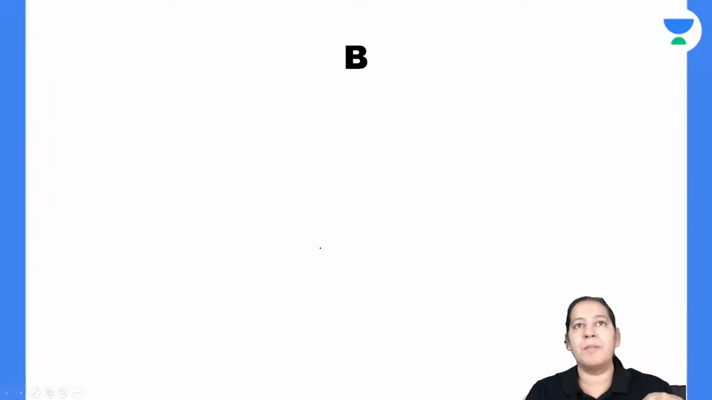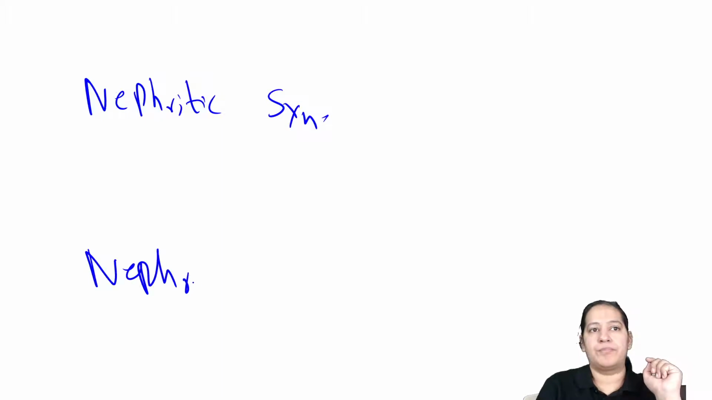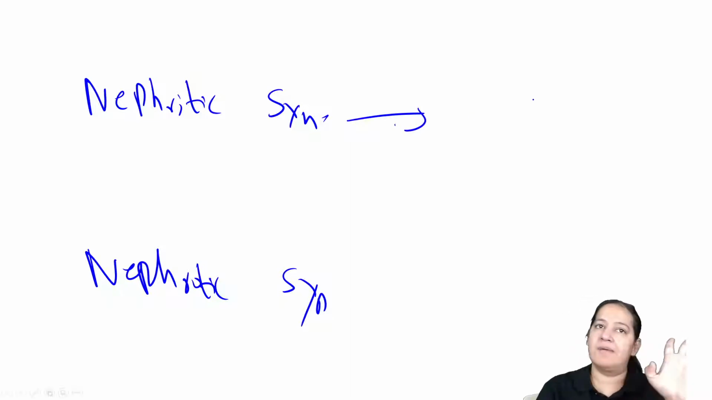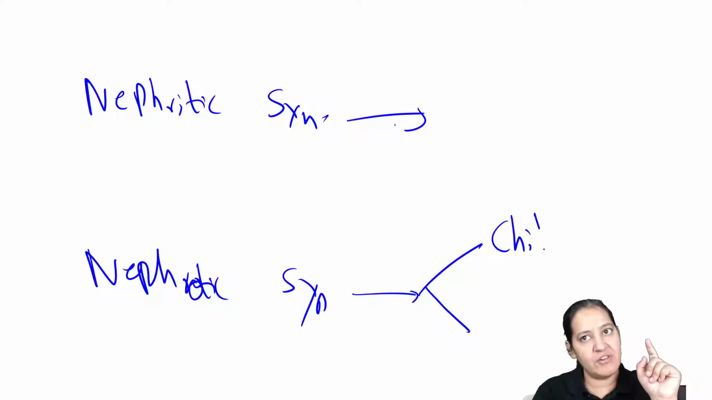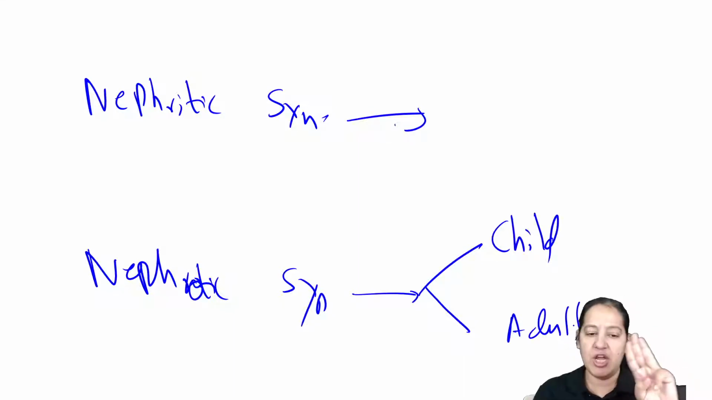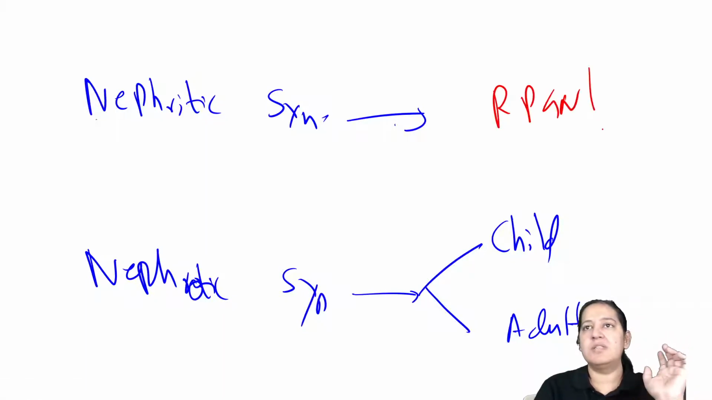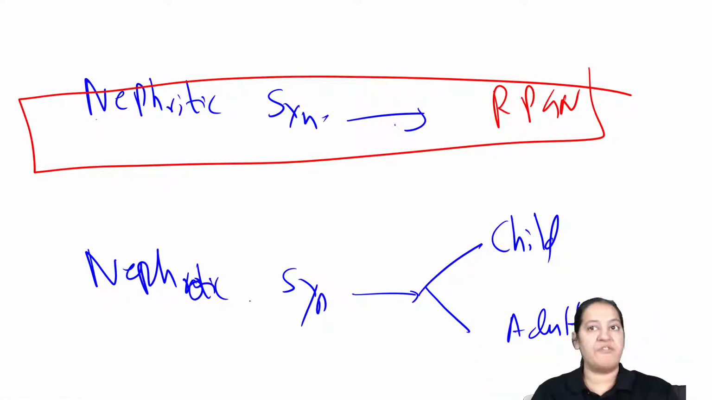What is the summary I want to say here? If you talk about nephritic syndrome and nephrotic syndrome, the most common cause of nephritic syndrome is the same in children as well as adults, but the most common cause of nephrotic syndrome is different in children and in adults. So you have three answers. The nephritic syndrome answer is always RPGN. RPGN is the most common cause of nephritic syndrome in adults as well as in children. But if you talk about nephrotic syndrome, in a child the answer is MCD, minimal change disease.